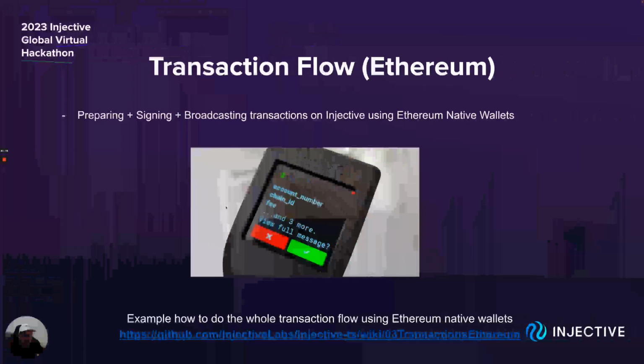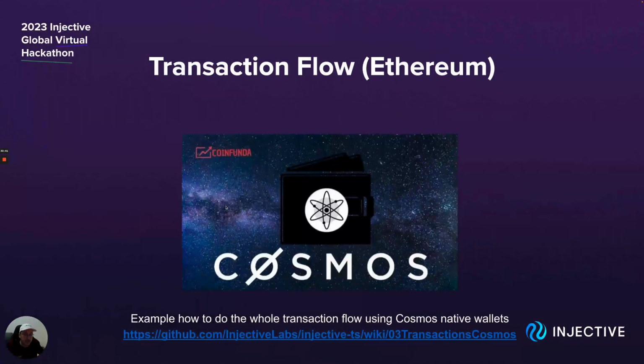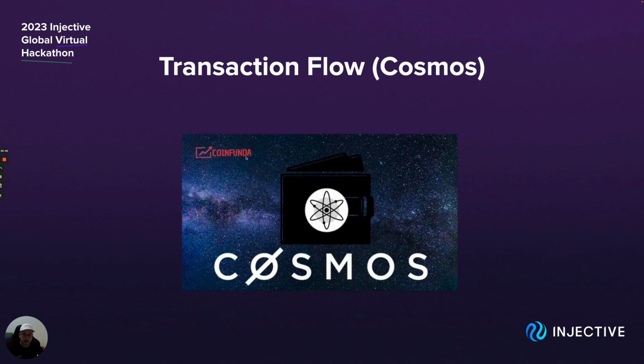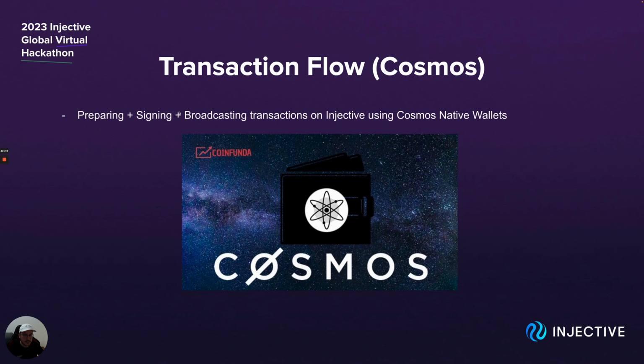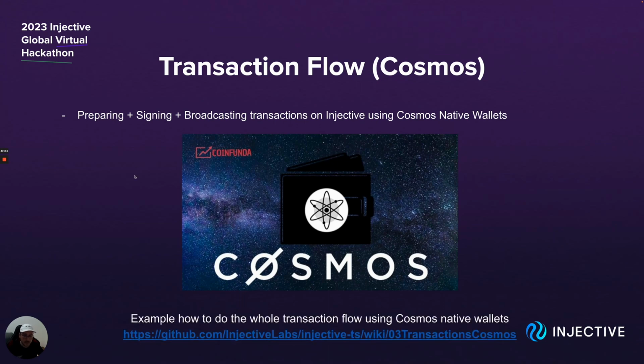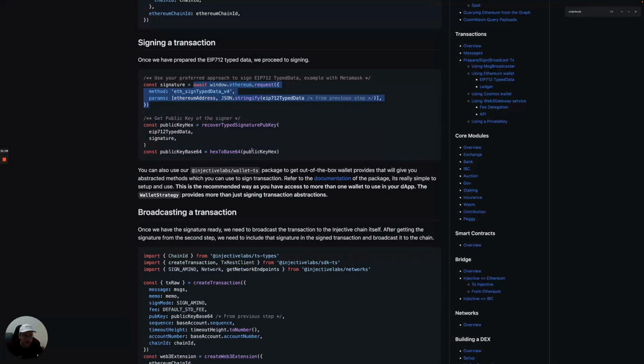Okay, then we have the transaction flow using Cosmos native wallets. We are going to have a look at making the whole transaction flow using a Cosmos native wallet. In this case, we are going to have a look at Keplr as one of the most popular Cosmos native wallets out there. So let's open the TS wiki again.